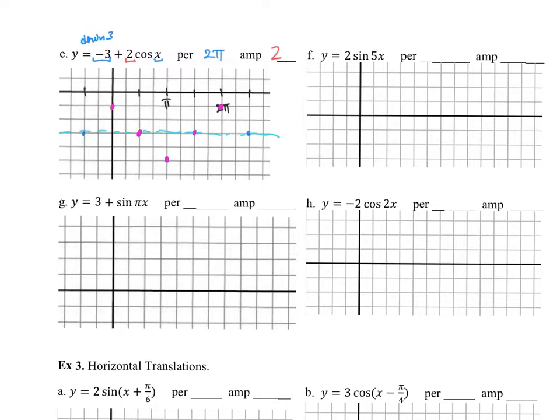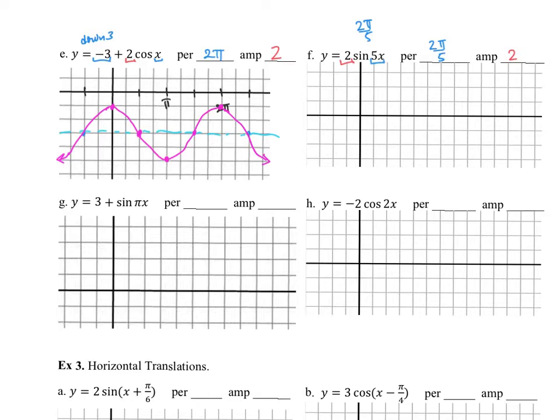So let me extend it a little bit in each direction so it doesn't look like it's ending when it's not. Okay, now for f, we're going to start changing the period to see what that looks like on the graph. The period in this case is going to be 2 pi over 5. The amplitude is 2, which is okay.